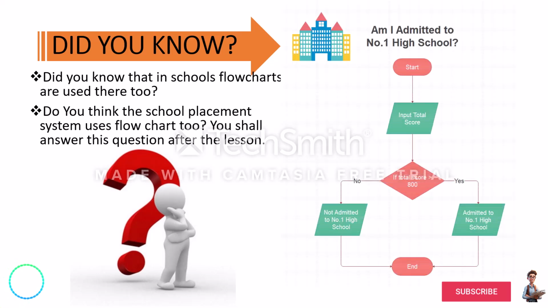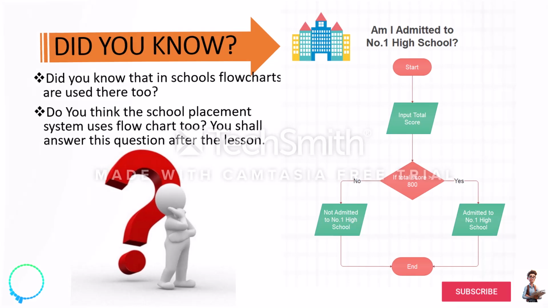Okay, let's take this scenario on your right. Am I admitted to number 1 high school? Start. Input total score. If total score is greater than 800, then yes, admitted to number 1 high school. No, not admitted to number 1 high school. And it ends over there.